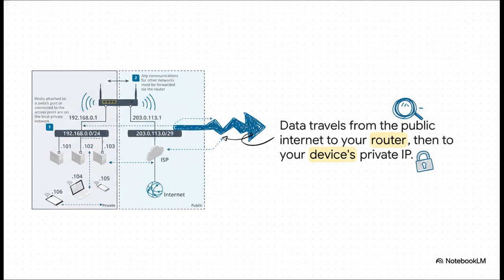The data travels across the public internet, heading for your home's public IP address. Your router grabs it, looks at its internal list, and says, aha, this data is for the laptop at local address .104. And then it forwards that packet to your specific device and nobody else's.